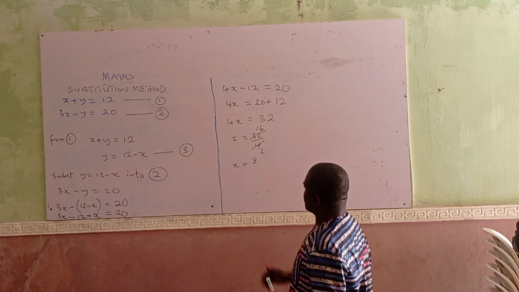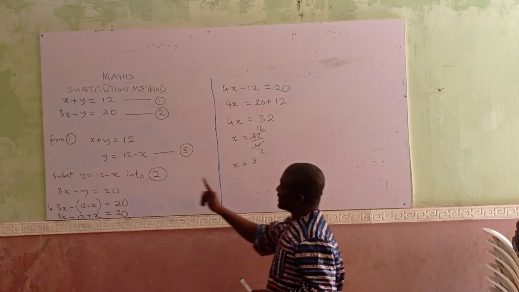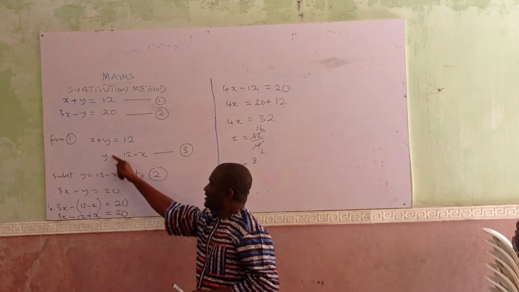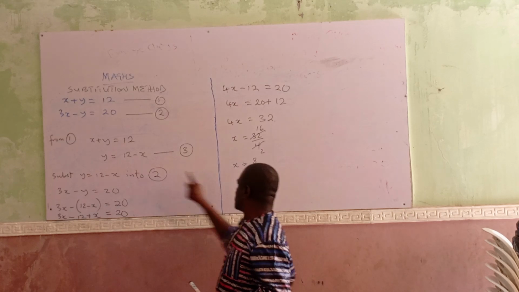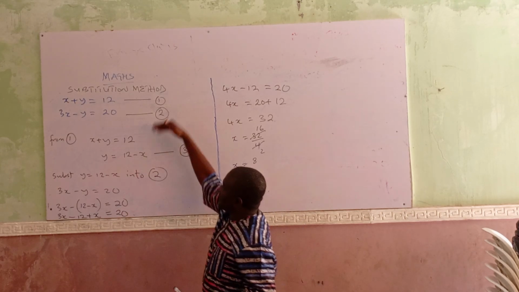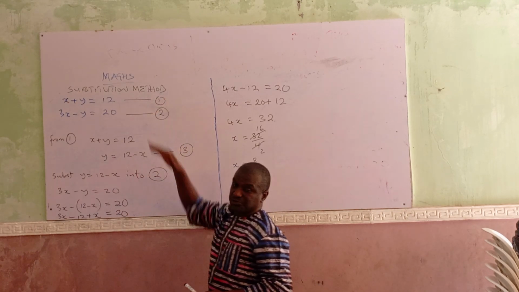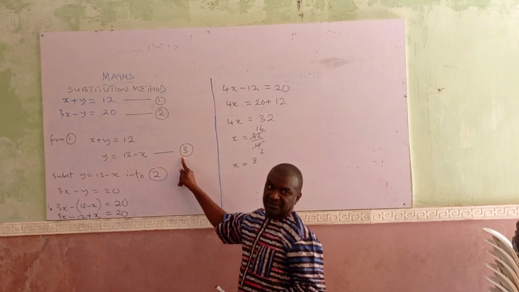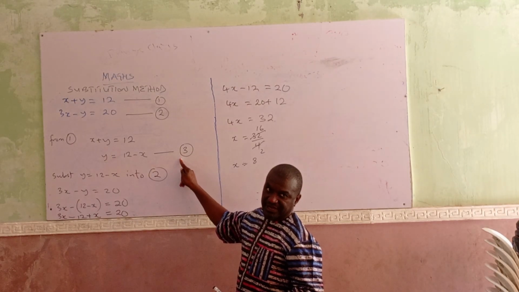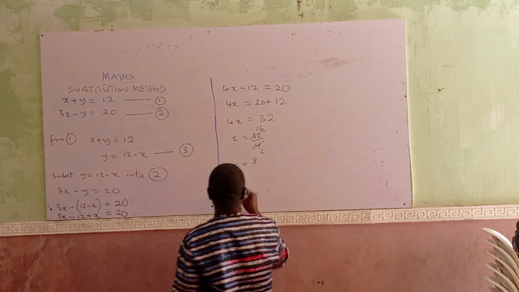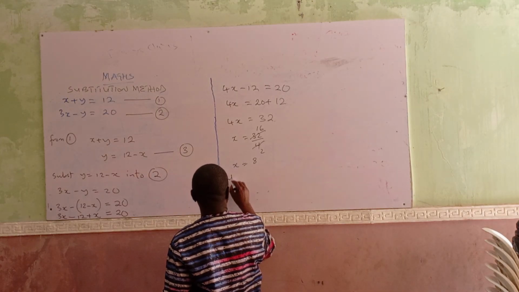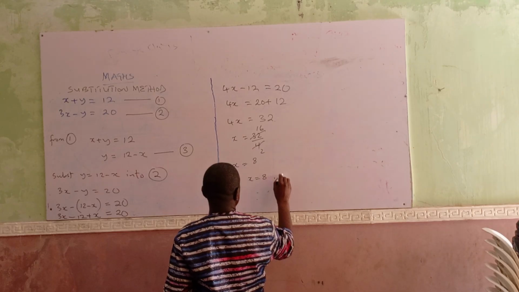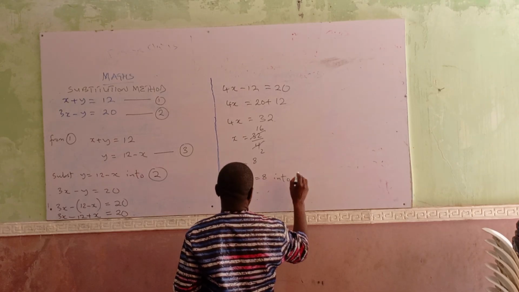Is that okay? Because already in equation 3 you have expressed y in terms of x. Even if you substitute it in the other equations, it will still give you the same answer, but it's always easier to substitute it inside equation 3. So substitute x equals 8 into equation 3.